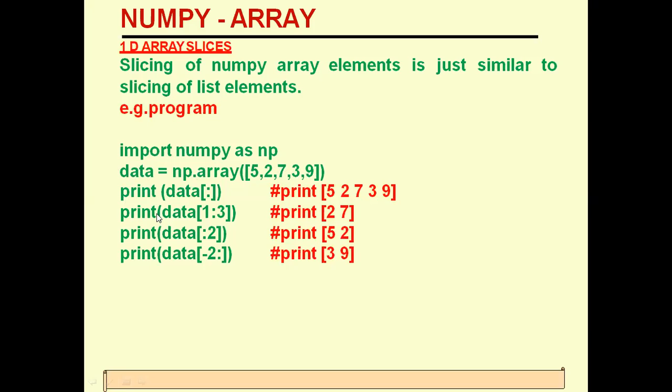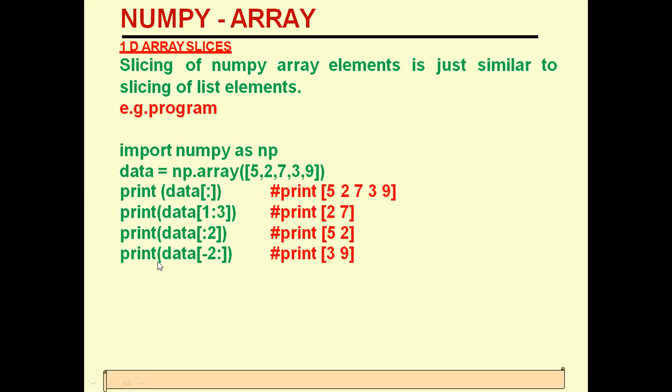So here print data[1:3], 1 colon 3 I have given. Total elements are 3. The beginning position is first, so the 0th will be skipped. 2 and 7 will be printed here, just like a list. Print data colon 2: no beginning position is given, only 2. So the beginning 2 elements will be printed. The beginning position is not specified here, only 2 elements we have to retrieve from the array. So 5 and 2 will be retrieved.